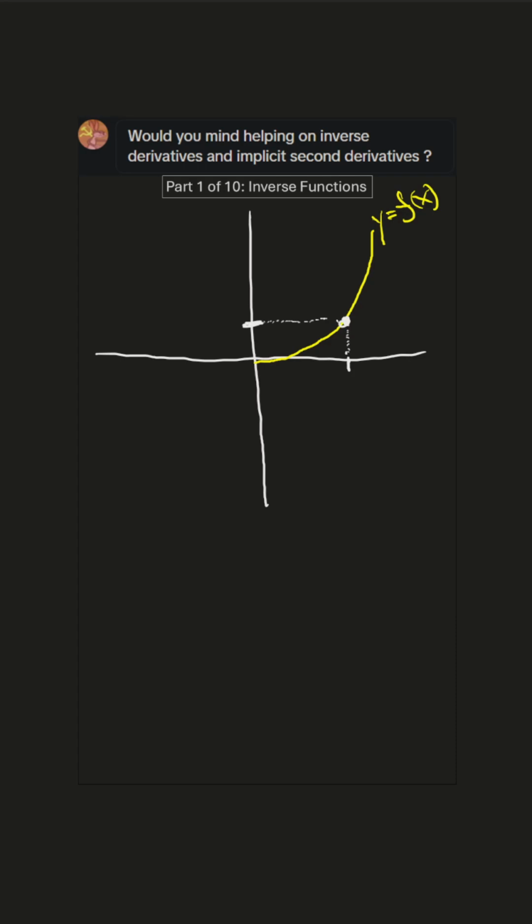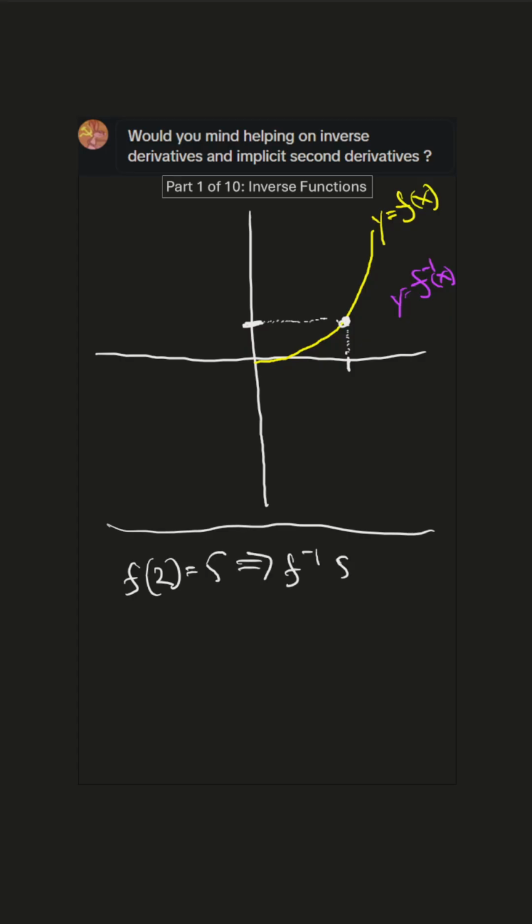Okay, so now imagine we want to find a rule that tells us, for a given y value, which x produced it. Well, the inverse function does exactly that. y equals f inverse of x. Let's look at an example. If f of 2 equals 5, then that implies f inverse of 5 equals 2. The inputs and the outputs get swapped.